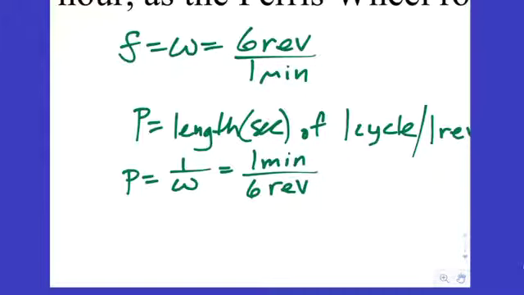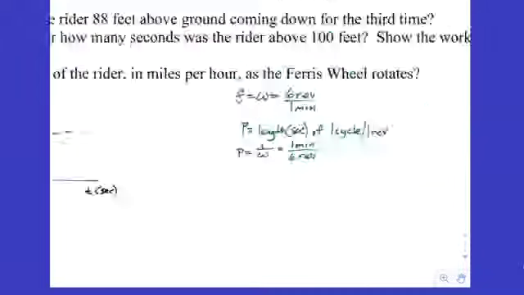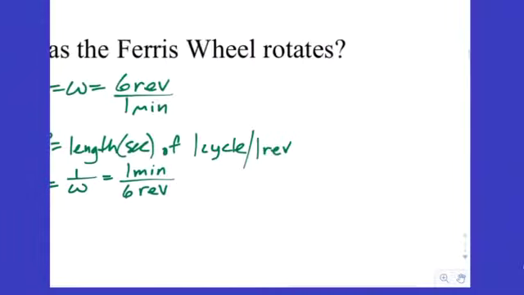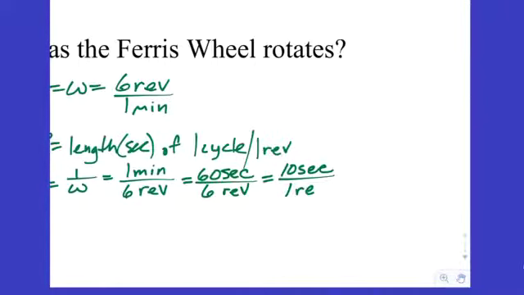Now what we want to do is make the denominator 1, instead of a 6. So you could say it's 1/6 of a minute per 1 revolution. But we also want our period to be measured in what units? Not minutes, but what? Seconds. So let's go ahead and convert it. 1 minute is the same as 60 seconds. So it takes 60 seconds to make 6 revolutions. And if we simplify that, that's 10 seconds per 1 revolution.